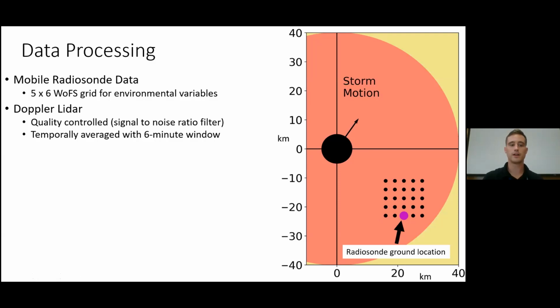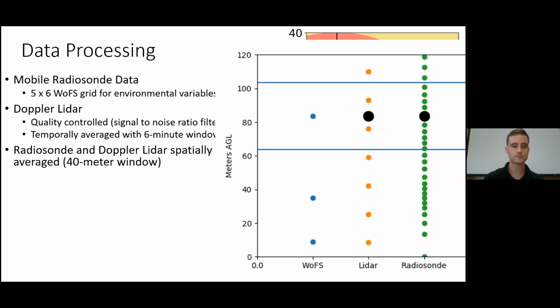And the Doppler LiDAR data was quality controlled with a signal-to-noise ratio filter, and I temporally averaged that LiDAR data with a 6-minute window in order to get nice comparisons with the WoFS forecast output every 5 minutes. Now, the radiosonde and the LiDAR data both collect data at a higher spatial resolution than what WoFS exists at. So I had to spatially average the data using a 40-minute window in order to make that point-to-point comparison.